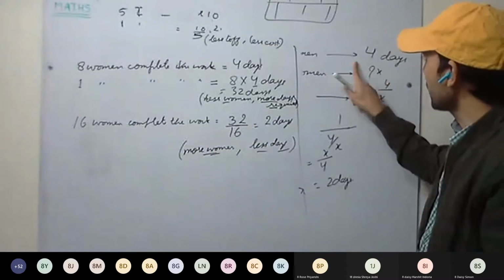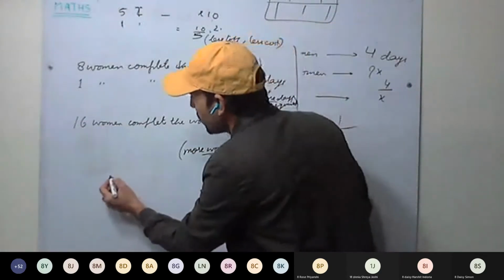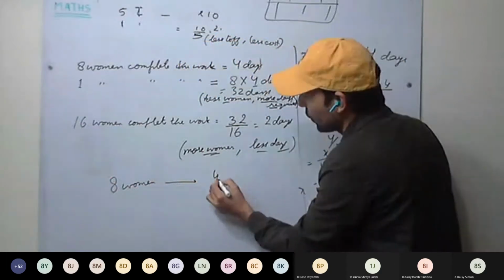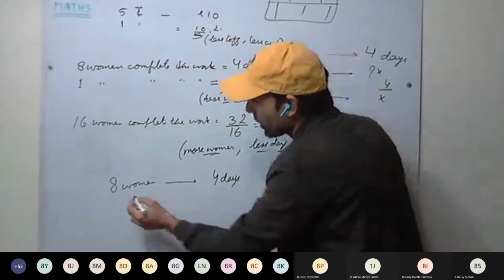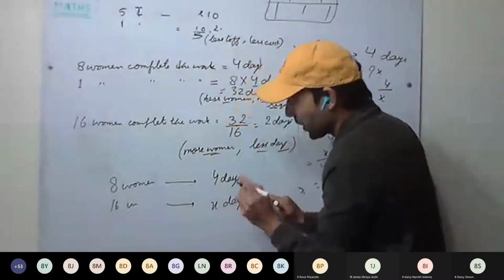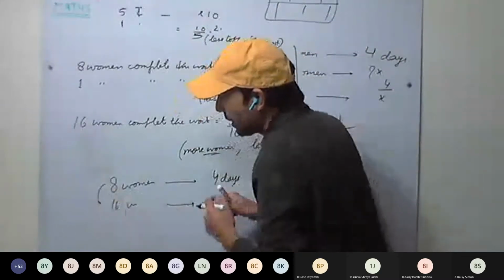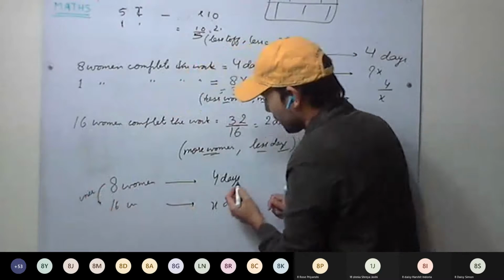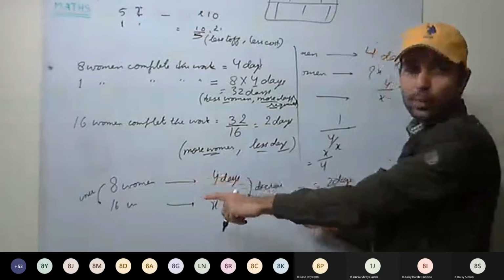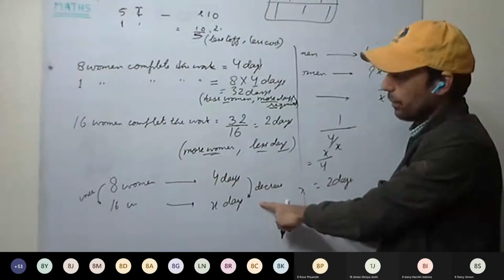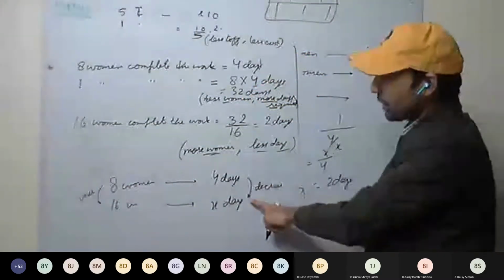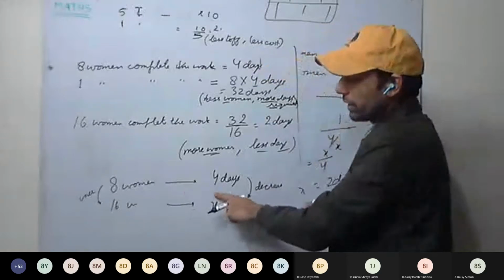Or the other way is that, see here. How many were there? 8 women. 8 women complete in how many days? 4 days. Okay. 16 women will complete in how many days? X days. So here you have to know, women have increased. Now days must decrease because the more the number of persons working, the fewer days will be required. So this increases, but that decreases. Therefore, they are in inverse variation.